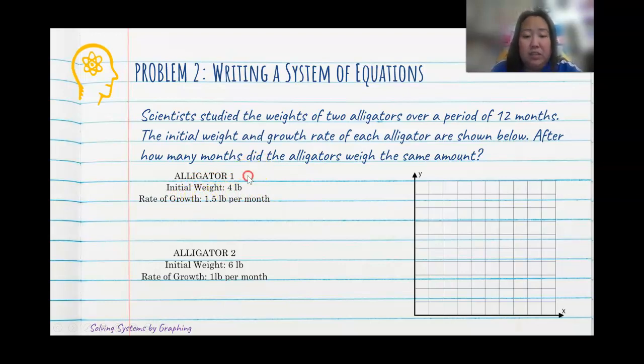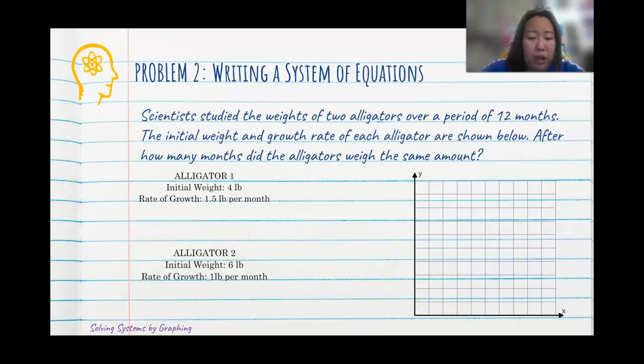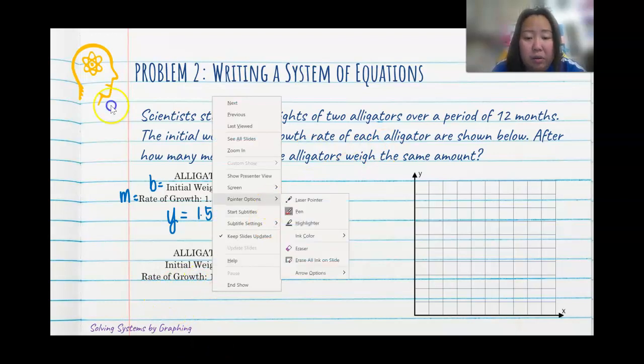So because of this, let me just use our ink. Okay, so our rate of growth, this is definitely our slope. And the initial weight, that's when it was born, so none of the months have flown by yet. So this is our y-intercept. From here, we have an equation that is y is equal to 1.5x plus 4.